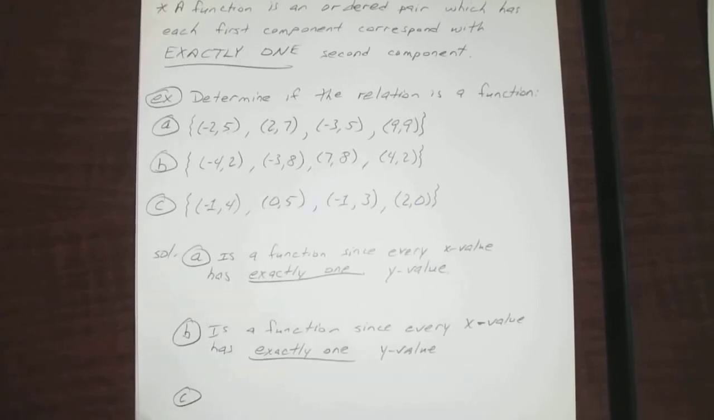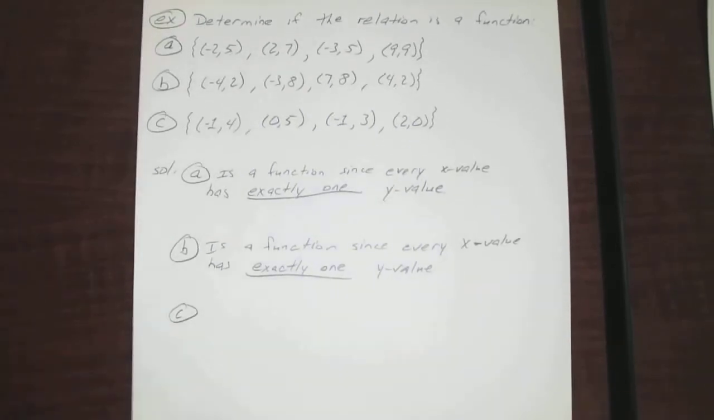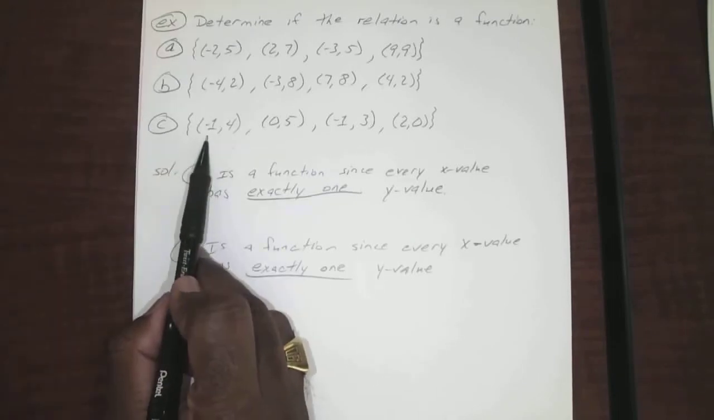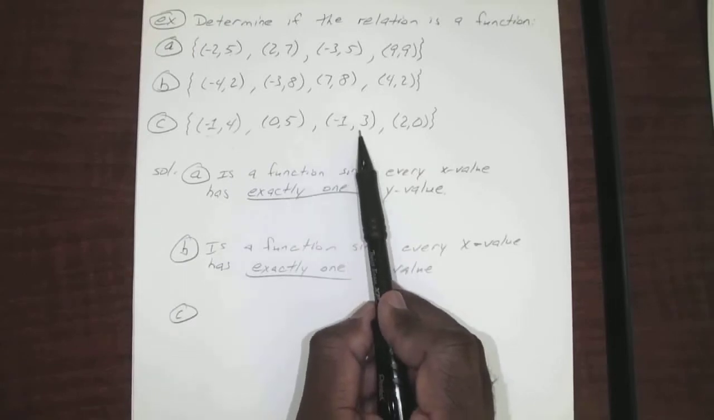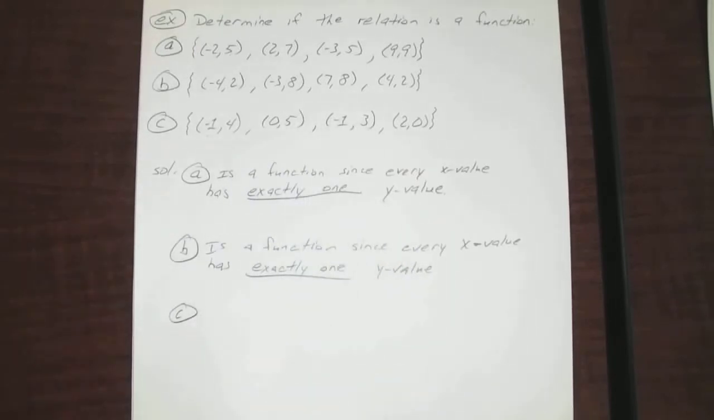Okay. So what about C? It's not a function. Only because, if you notice, -1 has a y value of 4, but -1 has a different y value of 3. So remember, -1 can only have one y value. If you have more than one, it's not a function. It's a relation, but it's not a function.